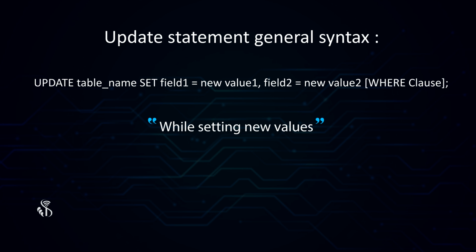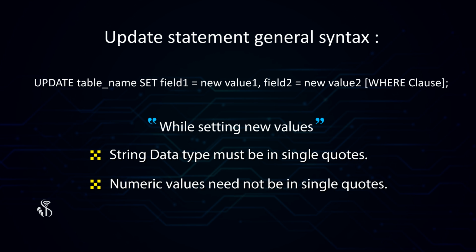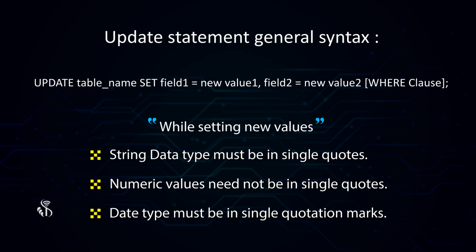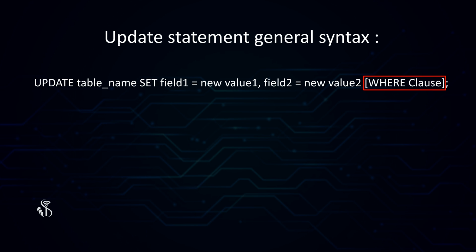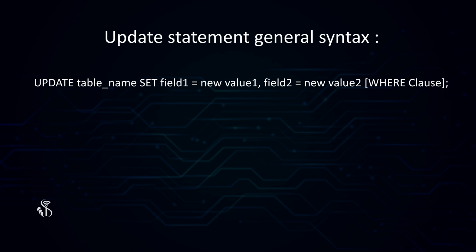Here, while setting new values, string data type must be in single quotes. Numeric values need not be in single quotes. Date type must be in single quotation marks. Where clause in square brackets is used to set up a filter condition which restricts the number of rows affected by the query. As can be seen, where clause is shown in square brackets which indicates that it is an optional clause.